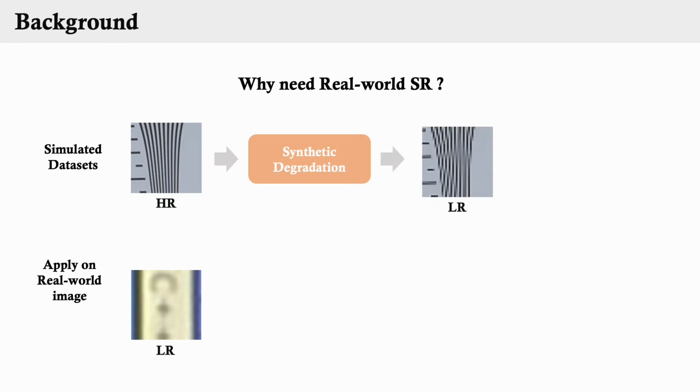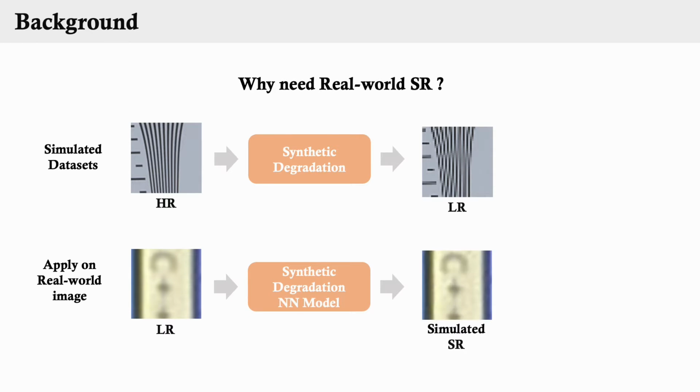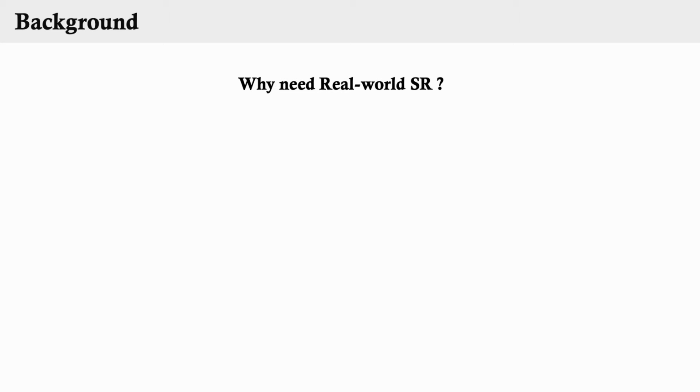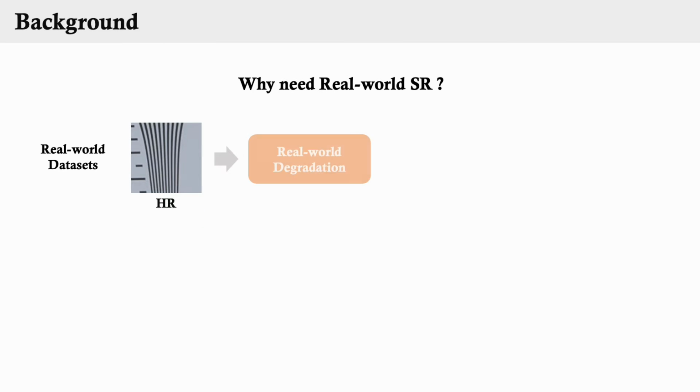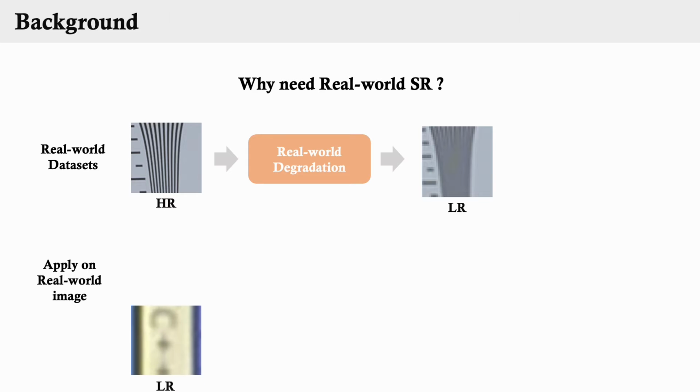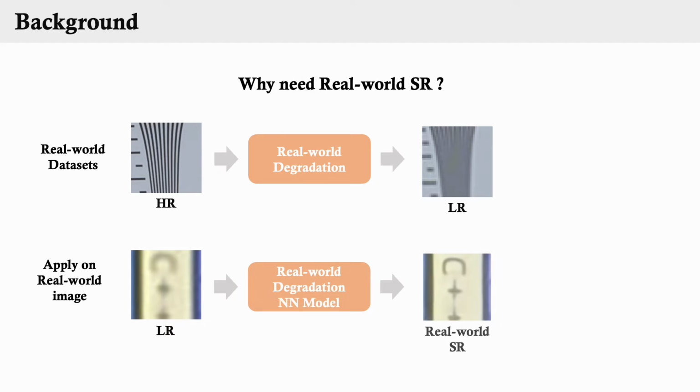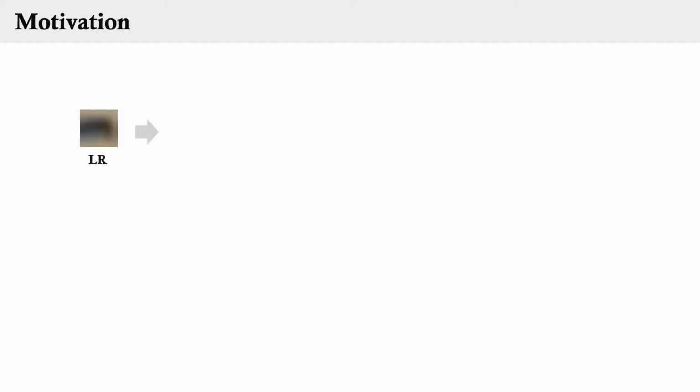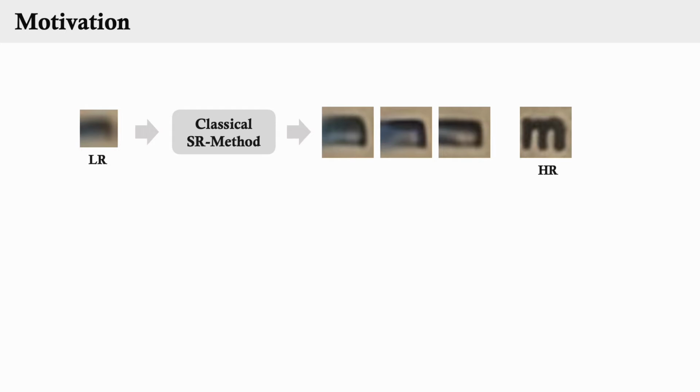However, when applied to real-world input images, the results are not satisfactory, because there exists a gap between simulated and real-world degradation. Therefore, to avoid the differences in degradation manner, we can use the real-world degradation manner to obtain high-resolution and low-resolution data pairs. Thus, we can obtain relatively satisfactory results on real-world inputs. Some classical learning-based methods cannot reproduce rich texture details due to ill-posed nature.